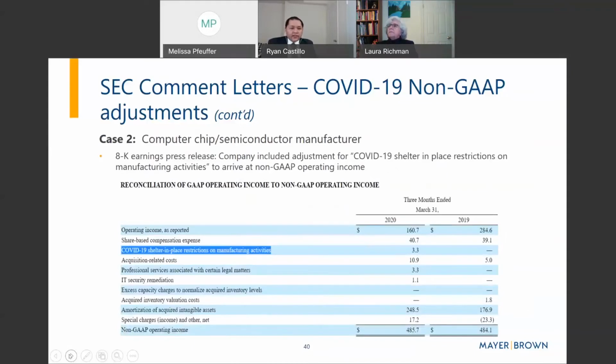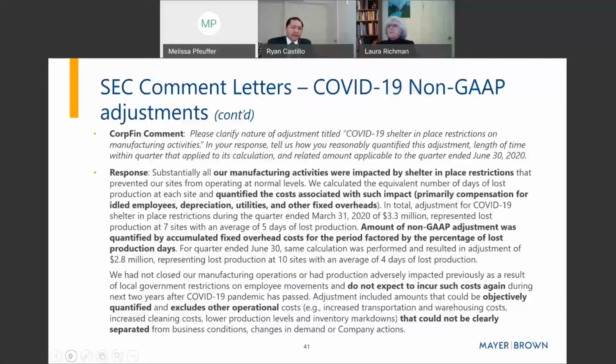Case 2. Case 2 was a computer chip manufacturer. It had to close manufacturing sites because of shelter-in-place restrictions or orders issued by local governments. In its 2020 Q2 earnings release, it included an adjustment for COVID-19 shelter-in-place restrictions on manufacturing activities in its reconciliation of non-GAAP operating income. So on this slide, that's the third line item over here. CorpFin commented, please clarify what you mean by this adjustment. How did you quantify this?